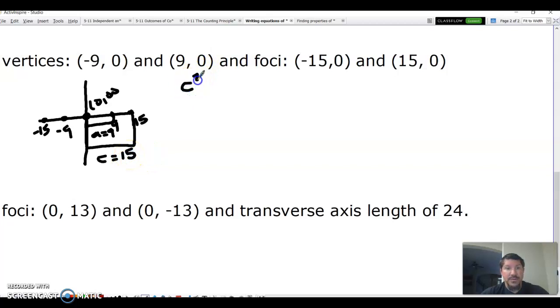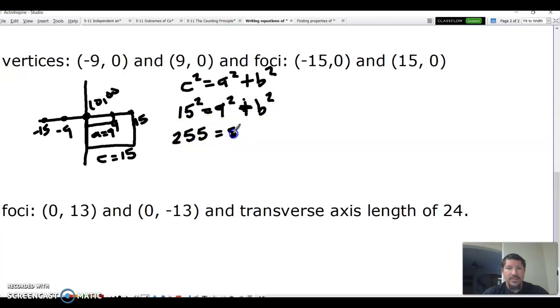So C squared equals A squared plus B squared. That's 15 squared equals 9 squared plus B squared. So 225 equals 81 plus B squared. When I subtract 81, I get 144. I don't need B, I just need B squared. B squared is 144.